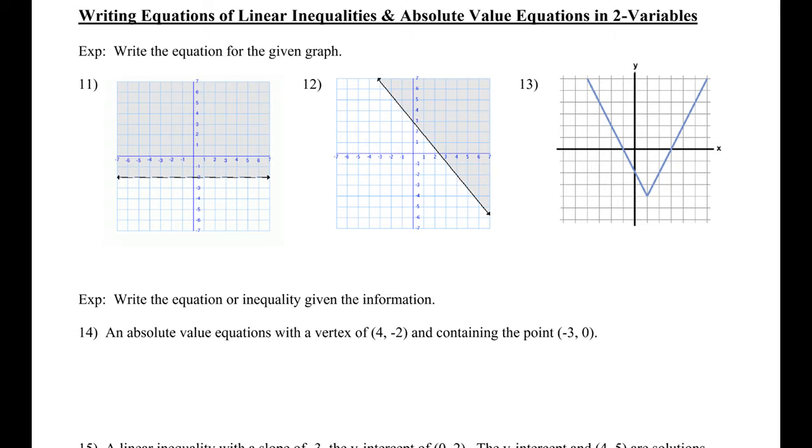So the first thing for number 11, I'm going to make note that this is a horizontal line. So I know that I'm going to have a variable of y, and that I'll be using some kind of inequality sign, and that all of the y values on this graph are -2. I then want to look at the graph. I notice that all my y values are greater than -2, and because this has a dashed line, I'm going to use greater than, not greater than or equal to. So my final answer is y is greater than -2.